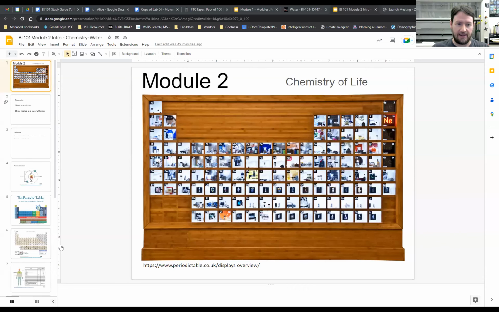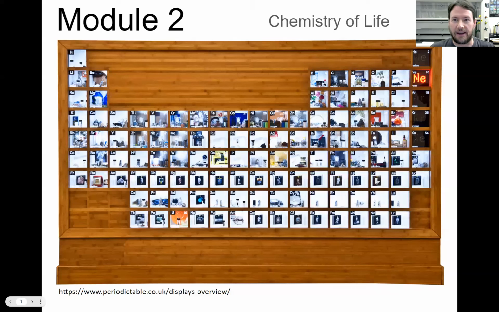Alrighty, so Module 2 is looking at the chemistry of life. And here we have a beautiful periodic table of the elements with the actual elements in them. So I guess if you have a lot of money and know the right people to get all these elements, you can have one of these in your lab, your home lab or something. I think this was actually at a school in England where they built this display, but it's pretty cool. And you can actually collect all these elements if you're so inclined.